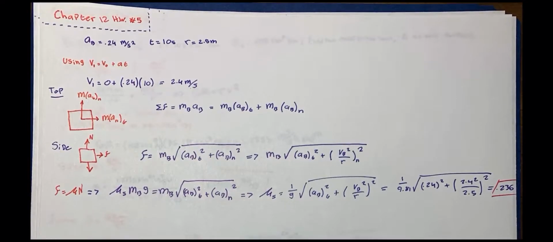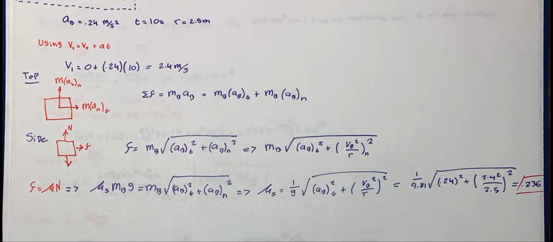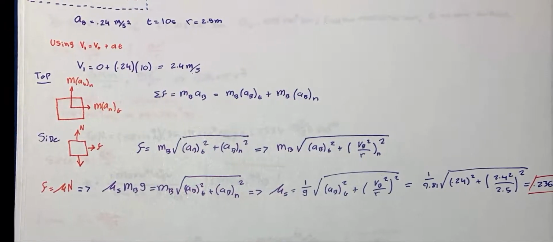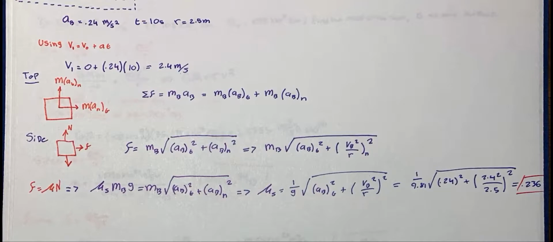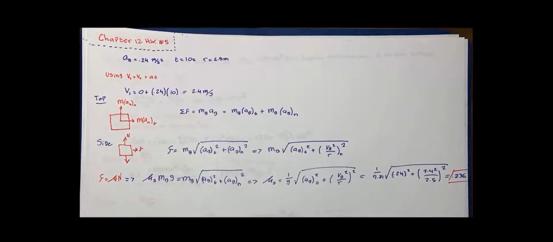And then we'll want to model it from the side, do a free body diagram from the side. And we'll come up with this force equation. Combining the two, and knowing that F is equal to the static coefficient of friction times the normal force, we are able to plug that into the combined equation, and then plug in our knowns, and get 0.236.